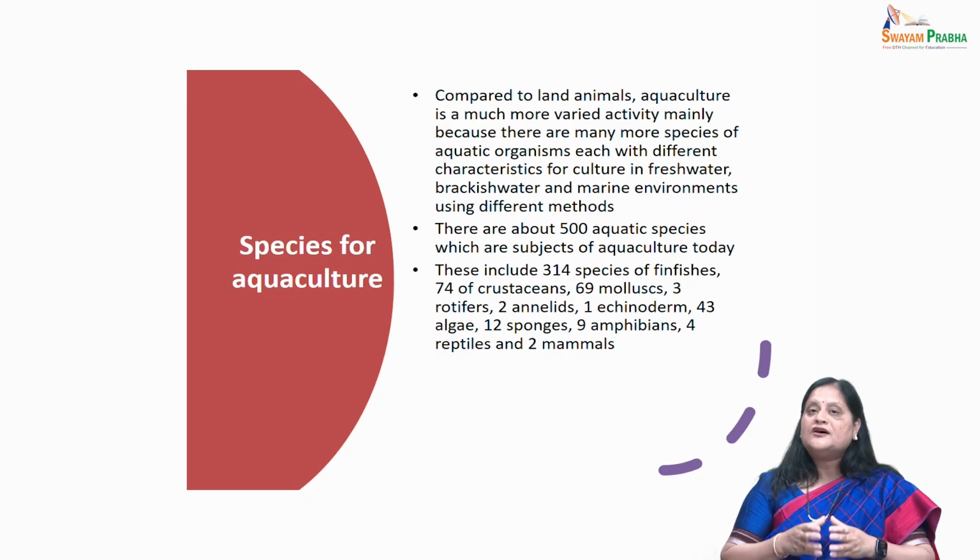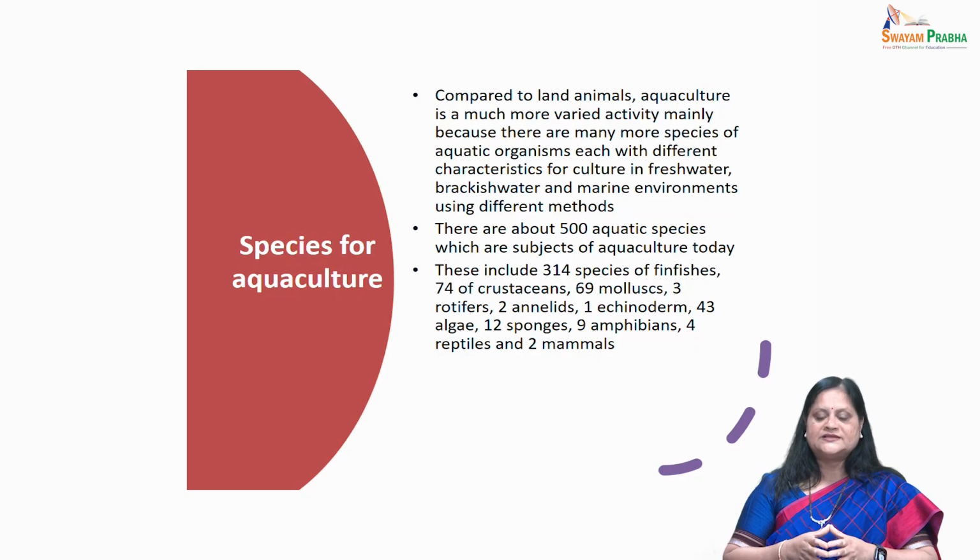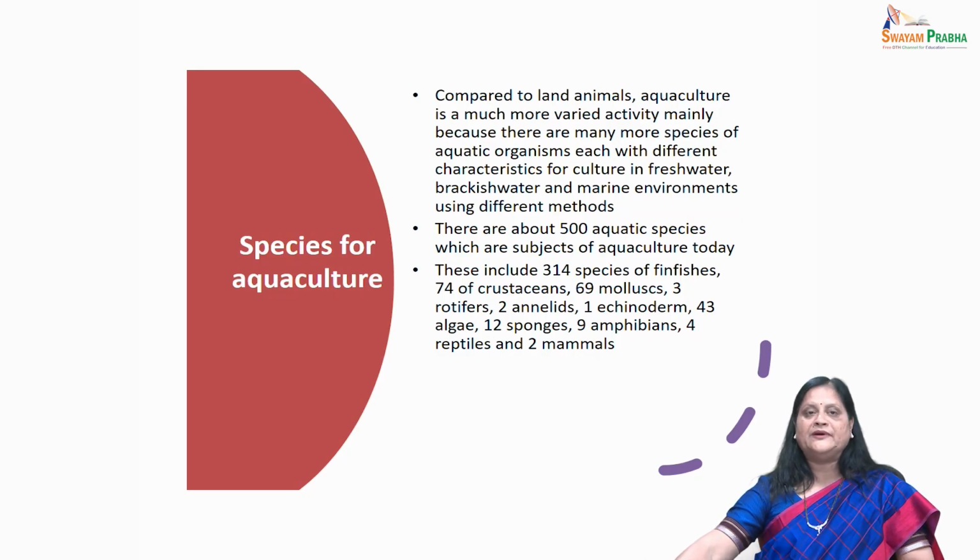There are about 500 aquatic species which are subjects of aquaculture today. This includes 314 species of finfishes, 74 crustaceans, 69 mollusks, 3 rotifers, 2 annelids, 1 echinoderm, 43 algae, 12 sponges, 9 amphibians, 4 reptiles and 2 mammals.